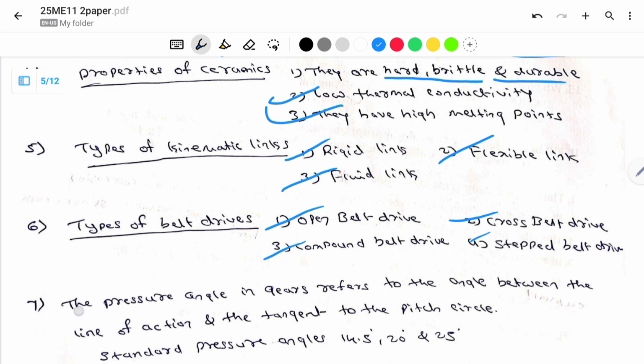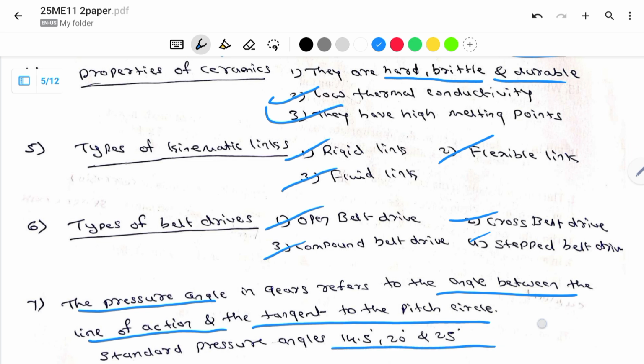So the next, pressure angle. So they ask the pressure angle. Pressure angle in the gear is referred to the angle between the line of action and the tangent to the pitch circle. So it is called a pressure angle. So standard pressure angles are how much? 14.5 to 20.25. So these are the standard pressure angles.